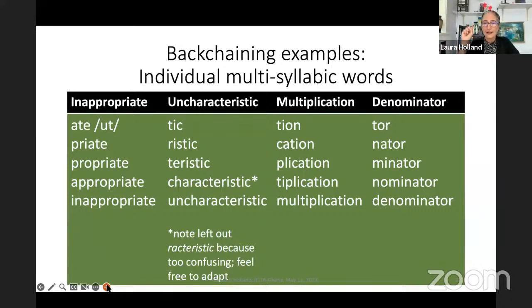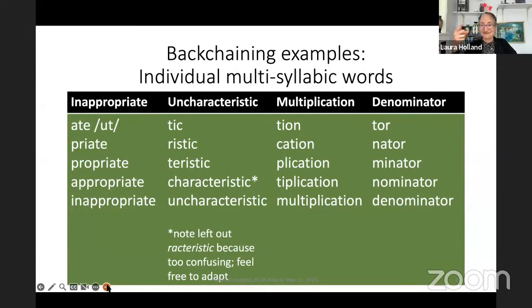So inappropriate, inappropriate, inappropriate. Okay, now carefully listen to the first syllable, because it looks like it should be "a," right? But did I say inappropriate? Inappropriate, right? So now repeat after me.